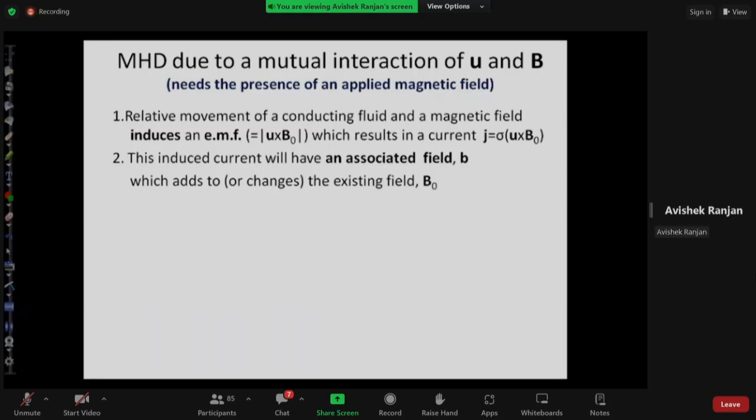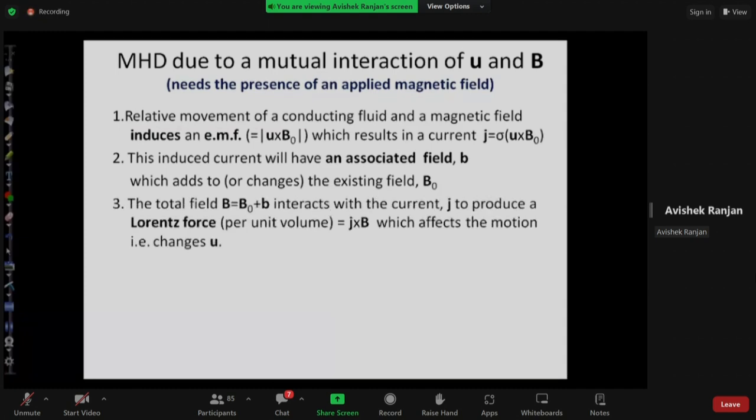This induced current is linked with a small b, which is a magnetic field that changes the existing field. Now it's the total field which interacts with the current to produce a Lorentz force, which in this case is small j cross b. This Lorentz force, being a body force term in the momentum equation, affects the motion, so it changes the velocity field.